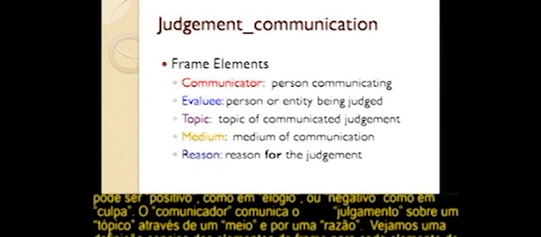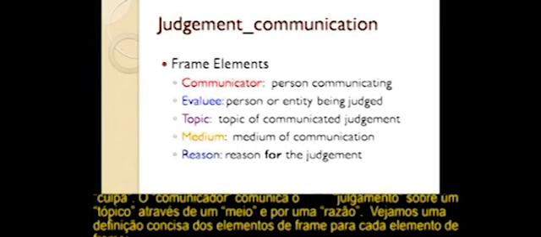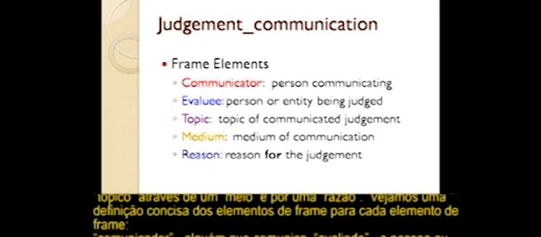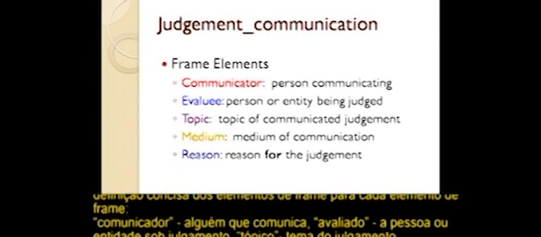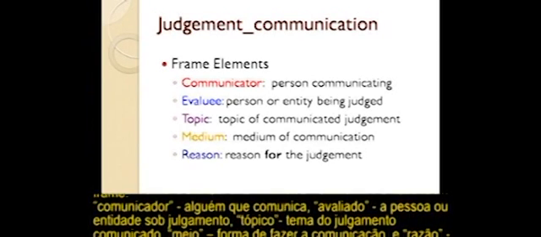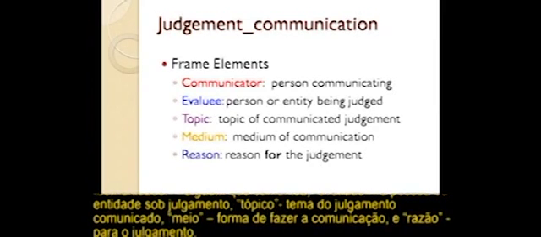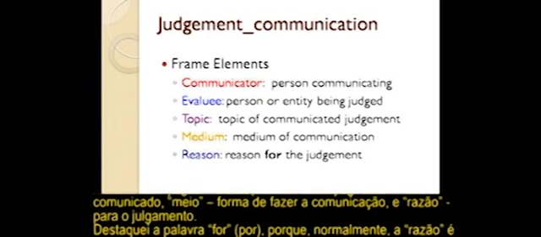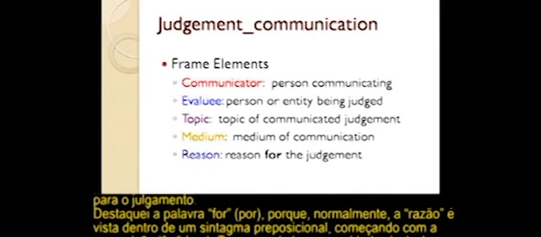Here you see a summary of the frame elements, a concise definition for each frame element. The communicator is someone who's communicating. The evaluee is the person or entity being judged. The topic is the topic of the communicated judgment. Medium, as you might imagine, is the medium of communication. And reason is the reason for the judgment. I've highlighted the word for because typically the reason will be realized in a prepositional phrase beginning with the word for. Okay?